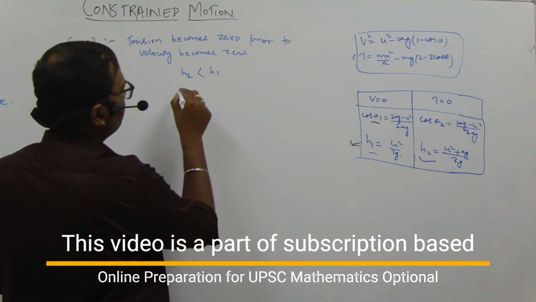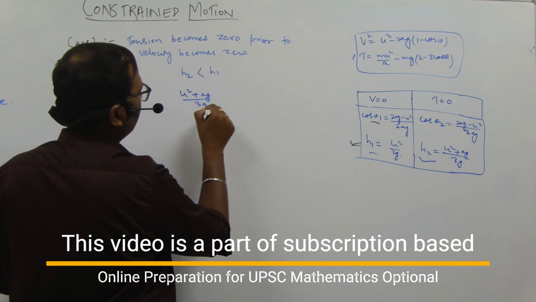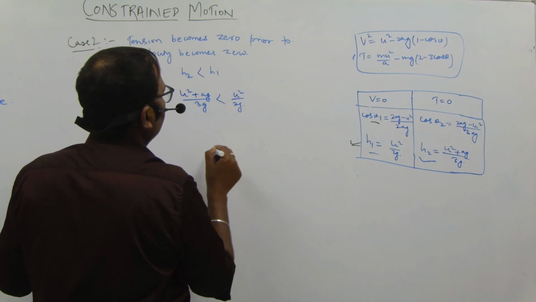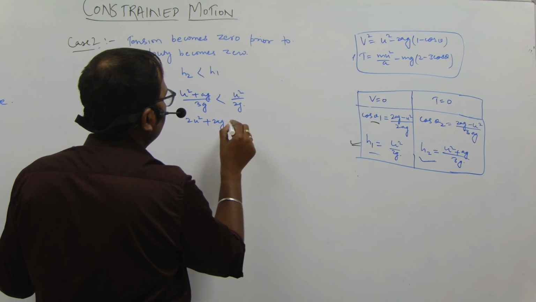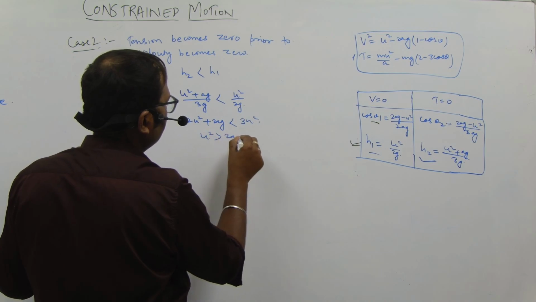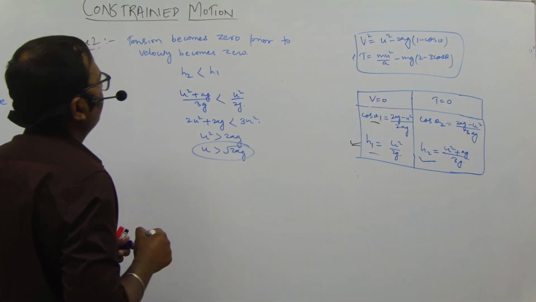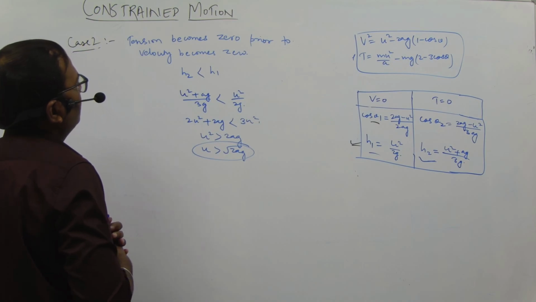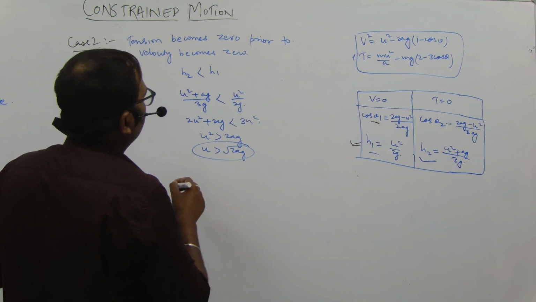Okay, so we have h2 is equal to (u square plus ag) upon 3g, which is less than u square upon 2g. So 2u square plus 2ag is less than 3u square. So u square is greater than 2ag. So u is greater than root under 2ag. So in this particular case, if the velocity is greater than root under 2ag, then tension becomes 0 prior to the velocity becoming 0. So let us find the value of cos theta 2.